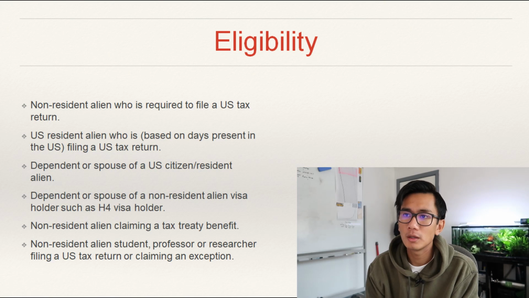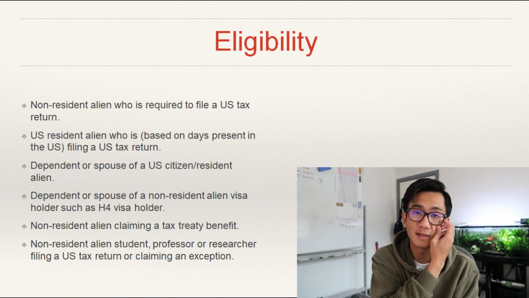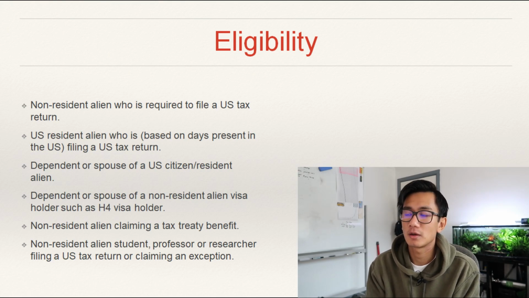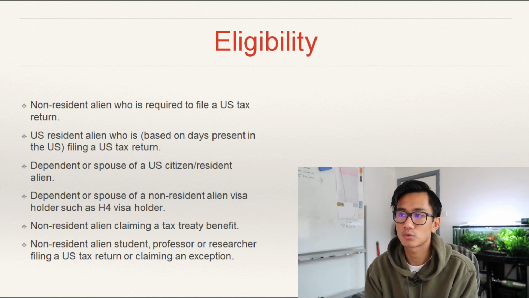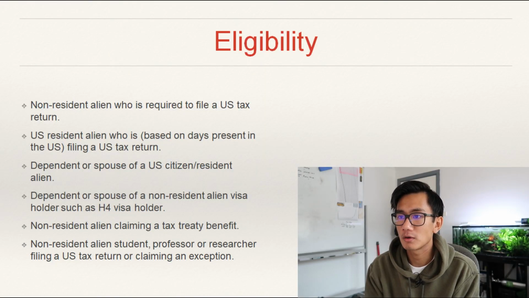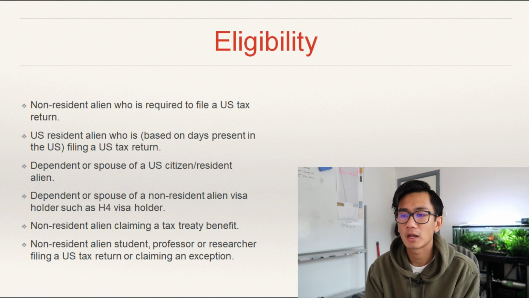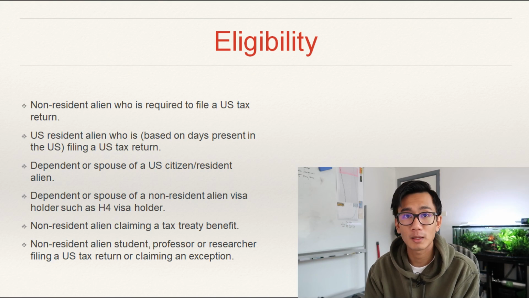Now let's go over the eligibility for getting an ITIN. 1, being a non-resident alien who is required to file a US tax return. It's funny how they use alien. 2, a US resident alien who is filing a US tax return based on their present days in the US. 3, a dependent or spouse of a US citizen or resident alien. 4, you can be a dependent or spouse of a non-resident alien visa holder, such as an H-4 visa holder. 5, a non-resident alien claiming a tax treaty benefit. 6, a non-resident alien student, professor or researcher filing a US tax return or claiming an exemption.